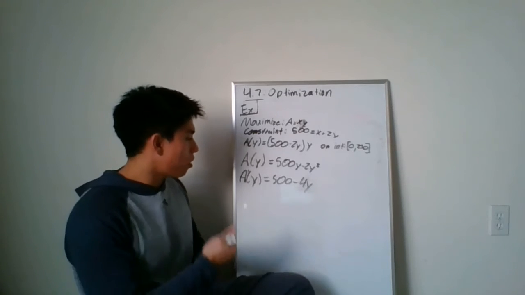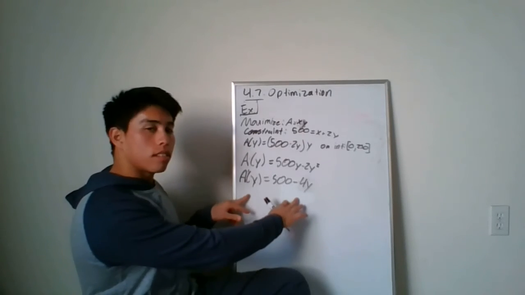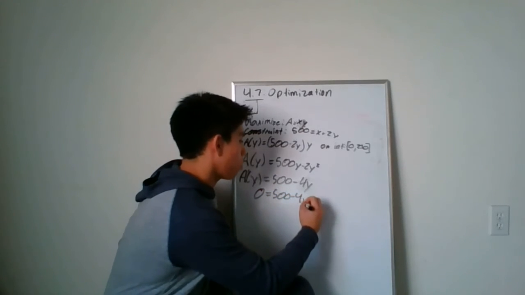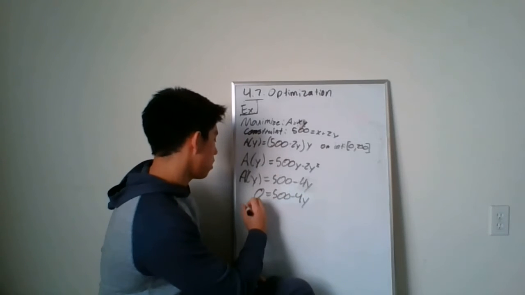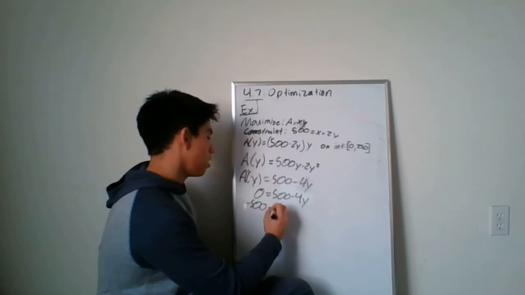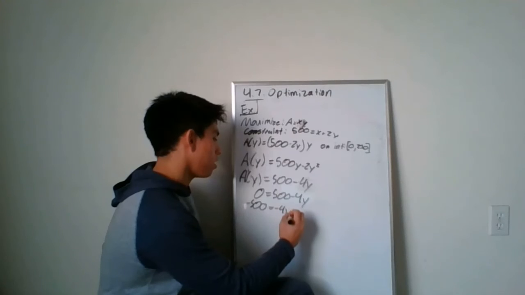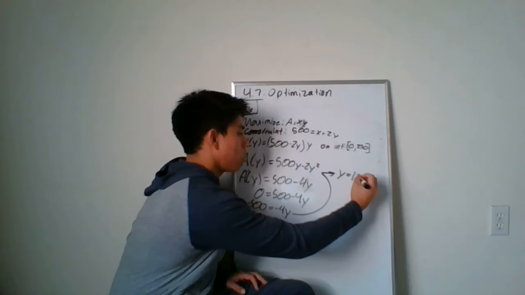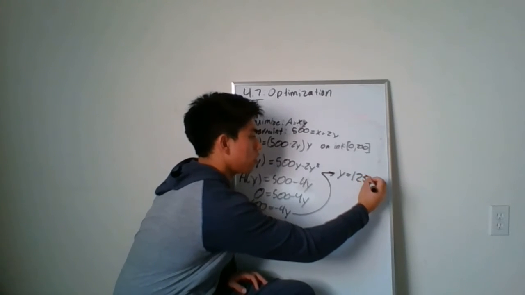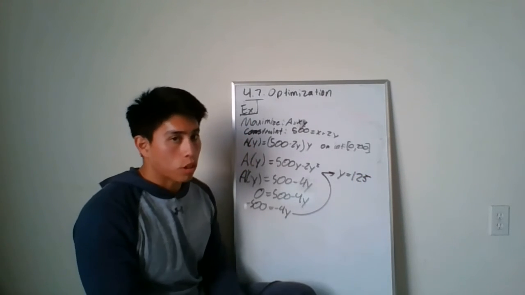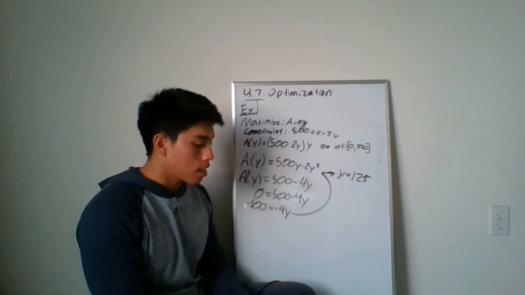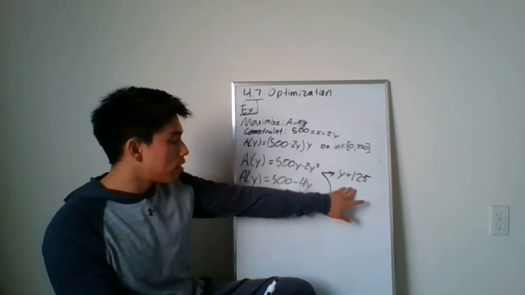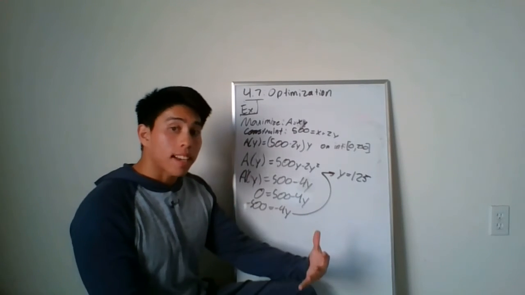And then to find that critical point, we would set this equal to 0. So it'd be 0 equals 500 minus 4Y, which is really just negative 500 equals negative 4Y, which is then just Y equals 125. And that is one of our critical points. Essentially what this means is that when Y equals 125, that's going to give us our maximum area.